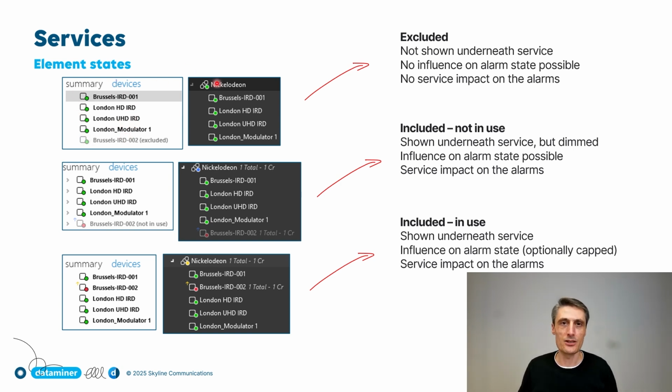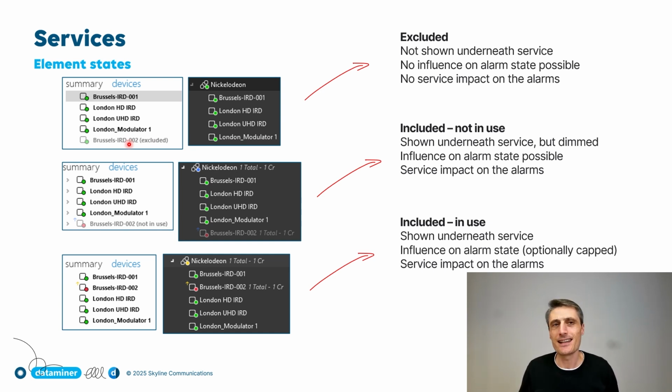But if I take a look in the Surveyor tree structure, this IRD2 of Brussels, it's excluded. I won't even see it. So it's not shown underneath Nickelodeon here. It's completely out. It has no influence on the alarm state possible. There is no impact. It's completely out. It's like it's not there. Only in the configuration, when you really open it up, you can see that there is something that is currently excluded. Okay, that's perfectly valid.